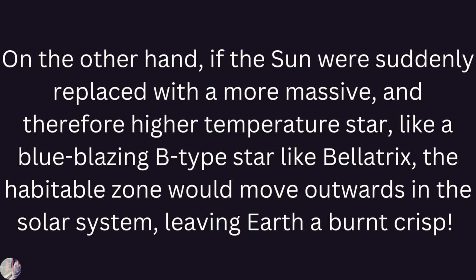On the other hand, if the Sun were suddenly replaced with a more massive and therefore higher temperature star, like a blue blazing B-type star like Bellatrix, the habitable zone would move outwards in the solar system, leaving Earth a burnt crisp. Students, this is all about this lecture where I have discussed the habitable zone.